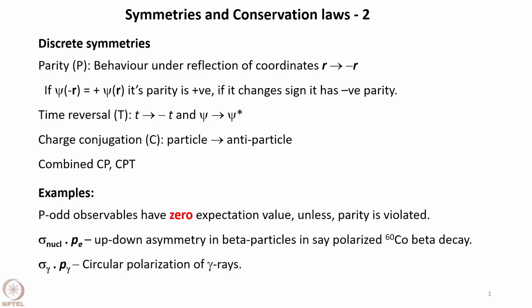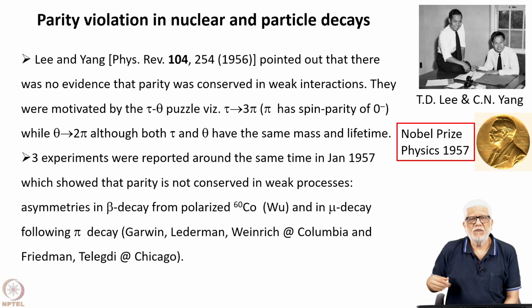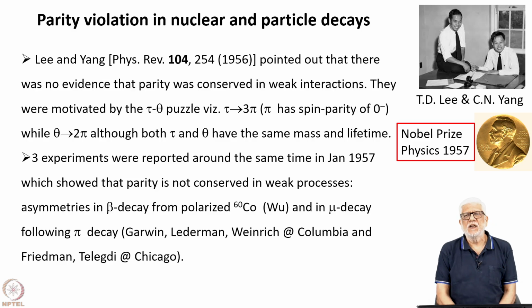Okay. So, parity violation in nuclear and particle decays we will discuss. This topic was first brought up by Lee and Yang, and the paper reference is given there. They pointed out that there was no evidence that parity was conserved in weak interactions. Certainly, it was conserved in strong interactions, nuclear levels and so on, and those decays did not violate parity.